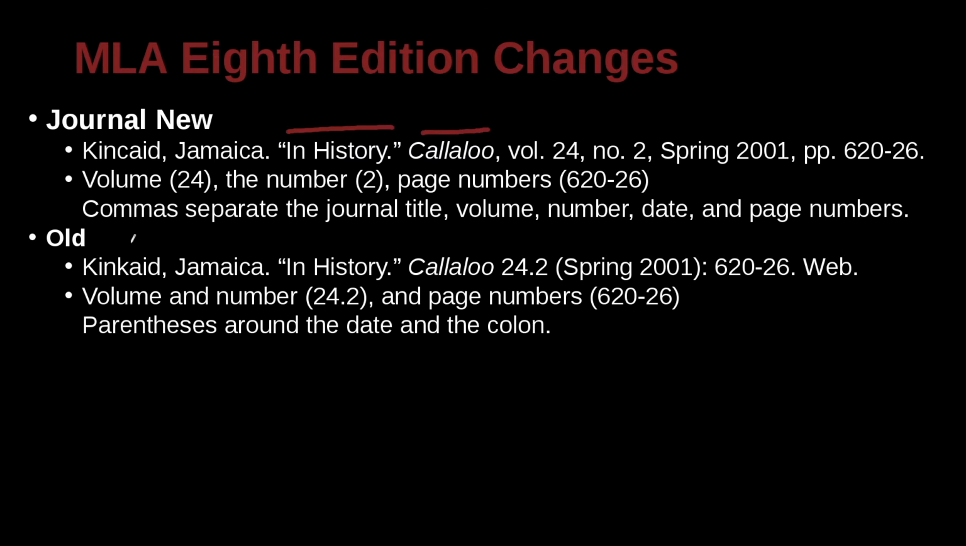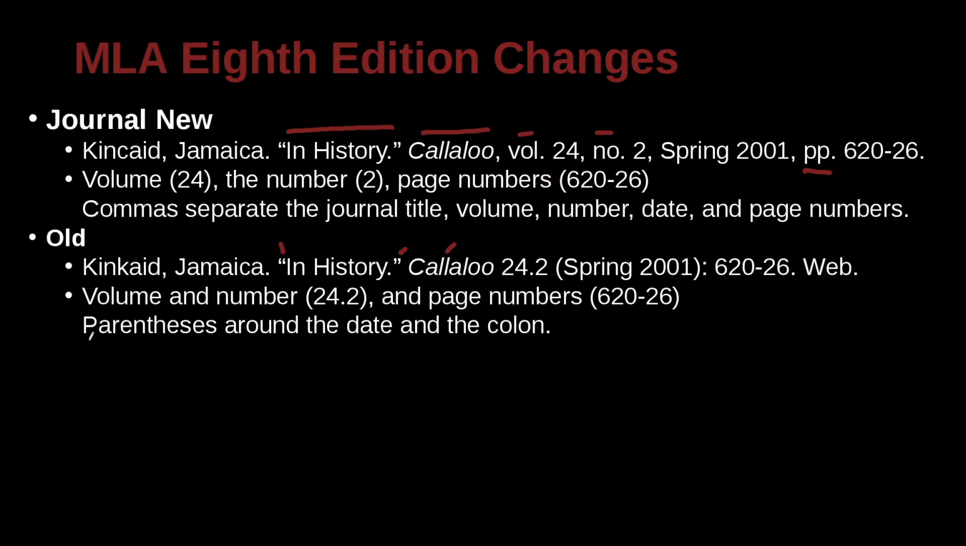The old way to do this would at the beginning be similar. We have the quotation mark, because this is a smaller part of a larger container. Here is the larger container, and we use underline or italic. Then we would have had 24.2, which would have been the volume and the number. Then we would have had spring 2001 inside parentheses like this. So we eliminate the parentheses. We add the PP for page numbers, P for one page, PP for multiple pages. And for the volume and the number, we write them out now, very simple, with a period and then a comma in between.